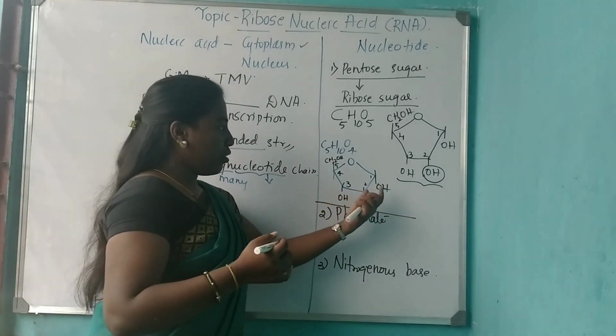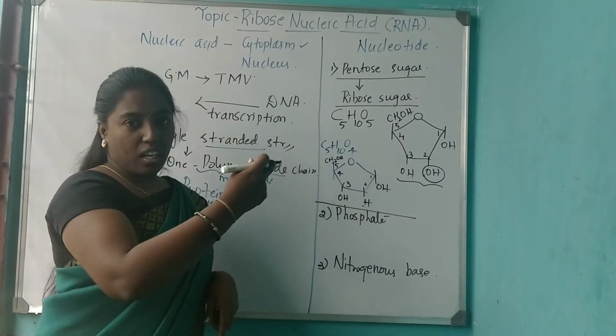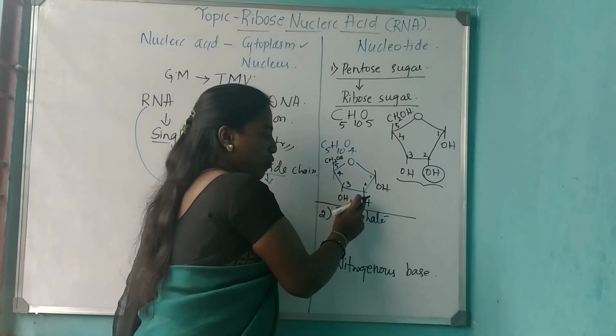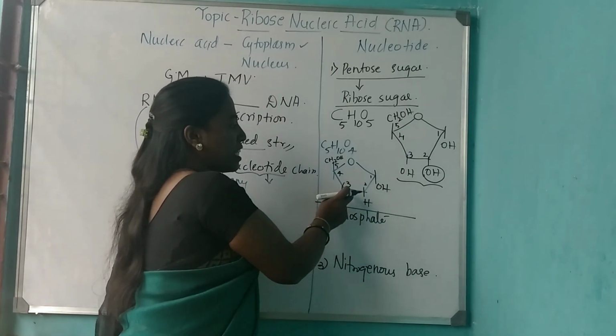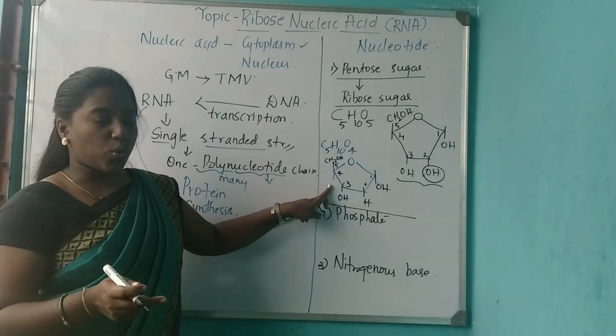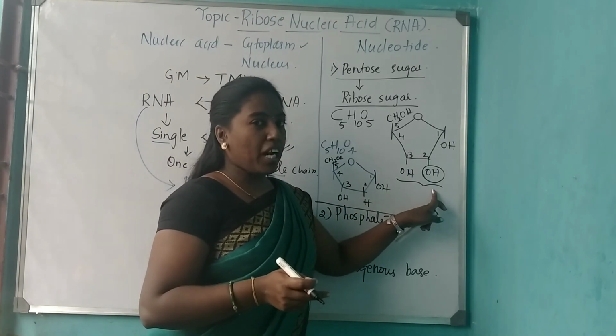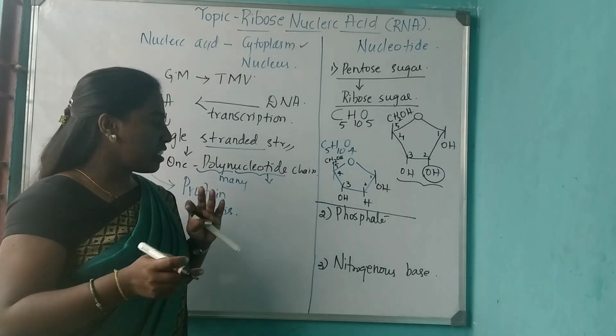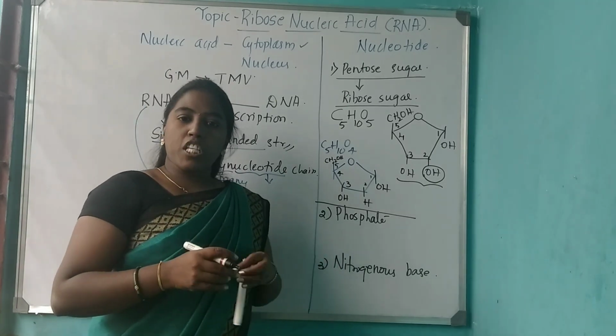So can you make out the difference between the ribose and the deoxyribose? Deoxyribose, as it is deficient of one oxygen, we name this the deoxyribose sugar. And here in the second carbon atom, you can find the OH. So this is the ribose sugar. Next one is phosphate.